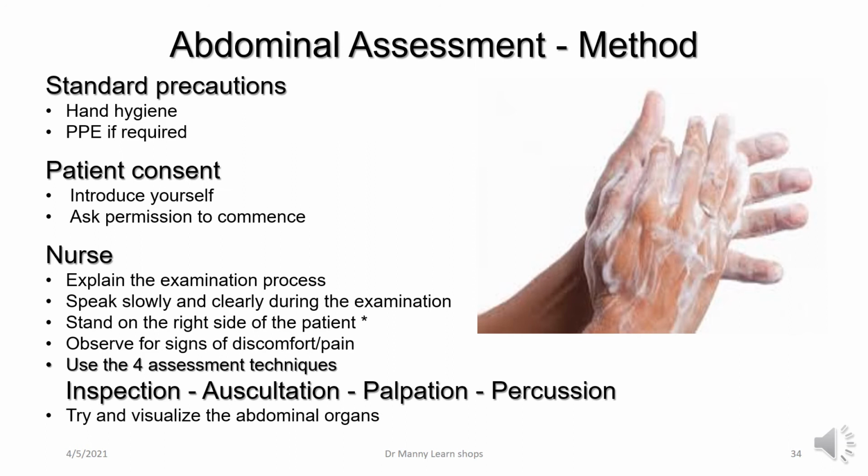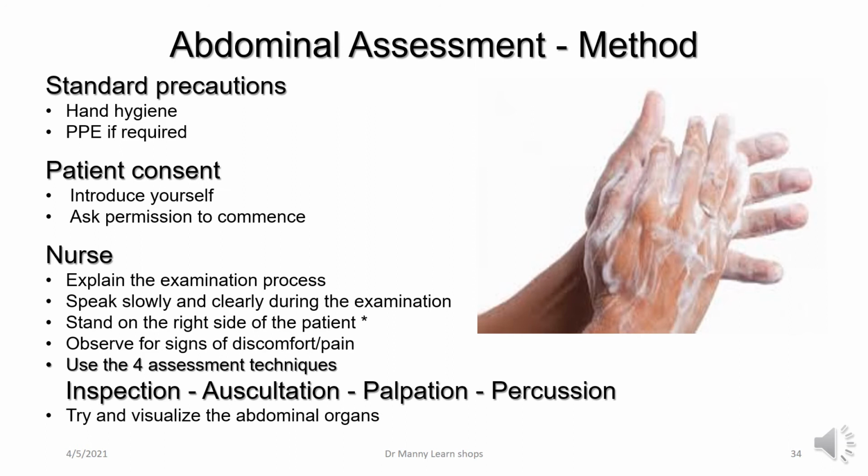The nurse then explains the examination process. She or he speaks slowly and clearly during the examination in the appropriate language for that patient. You stand on the right side of the patient. Depends on you, your comfort zone. Or you stand on the left side, but typically it's on the right side because most people are right-handed. You observe for signs of discomfort or pain during the assessment, and you use the 4 assessment techniques, which are, for an abdominal assessment, inspection first, auscultation second, palpation and percussion, or percussion and palpation third and fourth.